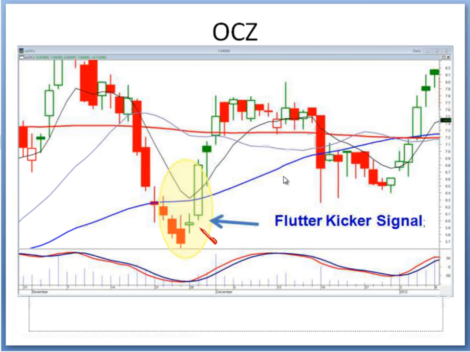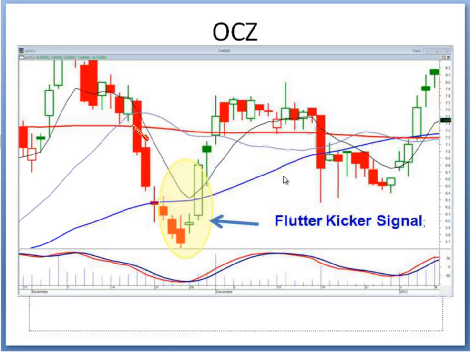The doji, and here's a kicker signal, but this is what we call a flutter kicker signal. A kicker signal is where it opens here and closes here, dark candle. The next day they gap it up and create a big bullish candle. They gap it up at or above the previous day's open. A flutter kicker is they gap it up and do a doji. But we already have the warning that they've gapped it up.